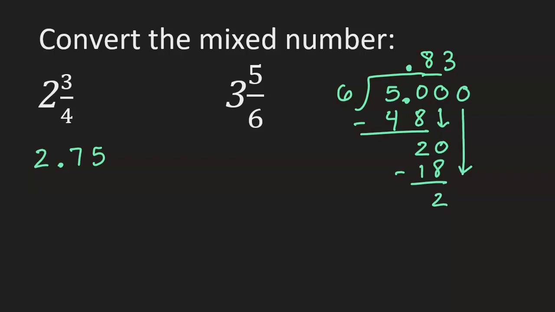Oh, I can see what's happening here. 6 goes into 20 again 3 times. So actually we're having a repeating 3. So for 3 and 5/6, we have 3.83 repeating. Now we can also convert these into improper fractions.